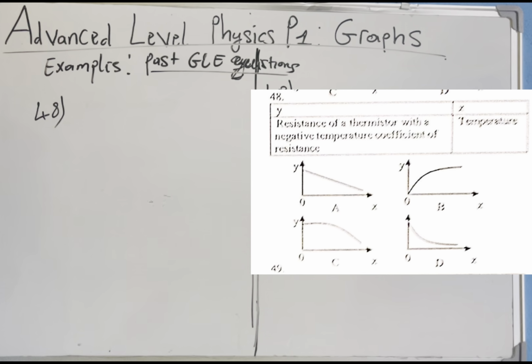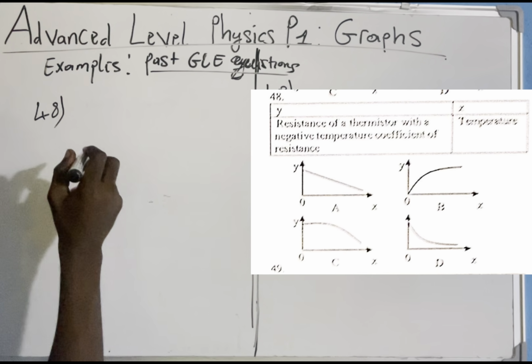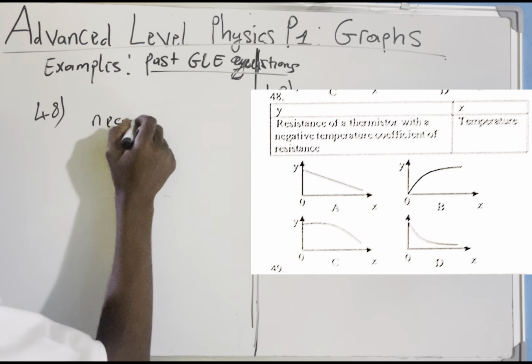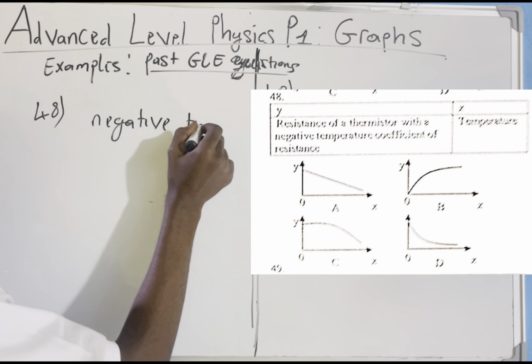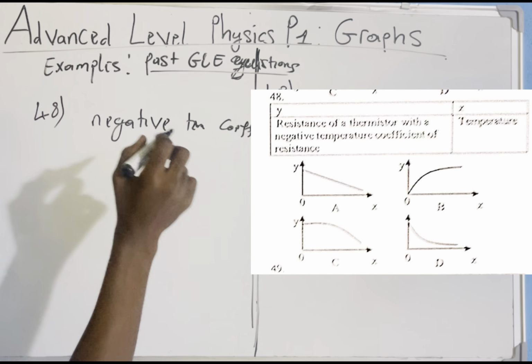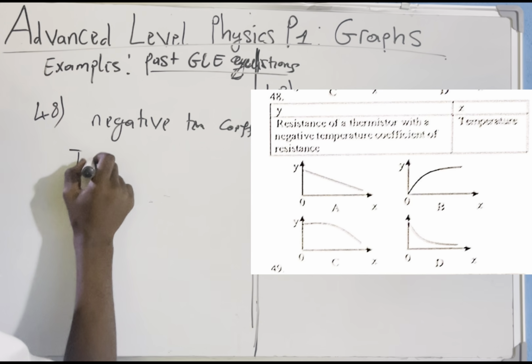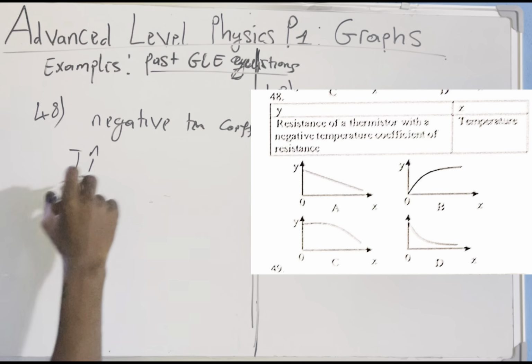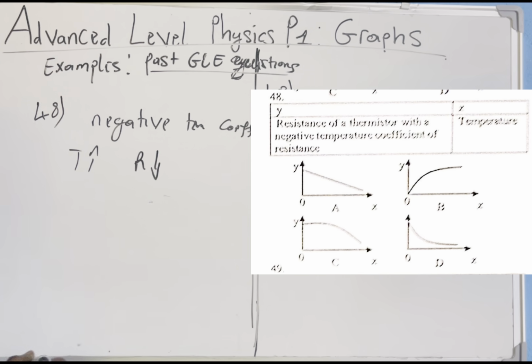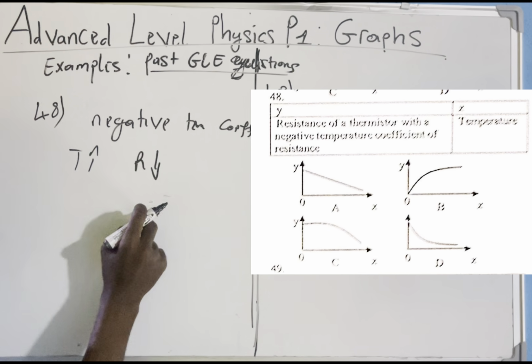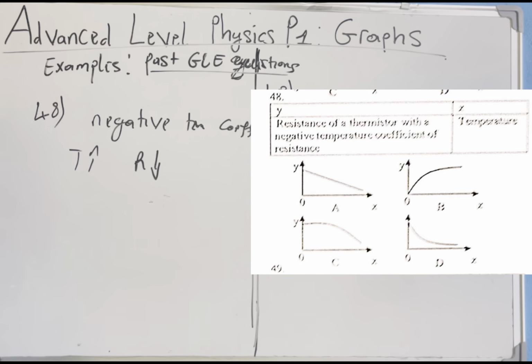Now, another thing, they mention negative temperature coefficient. Negative temperature coefficient means that as temperature increases, the resistance of the material reduces. It means that the material now can better conduct when temperature increases. The conductivity increases. So you can also see that R and T are not proportional. As T increases, R should reduce. They are not proportional. They are inversely proportional.